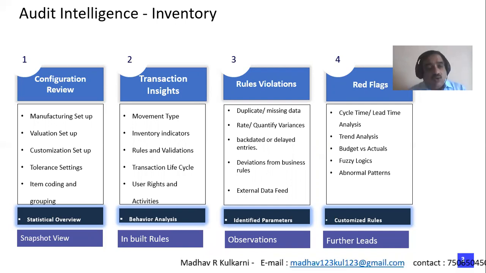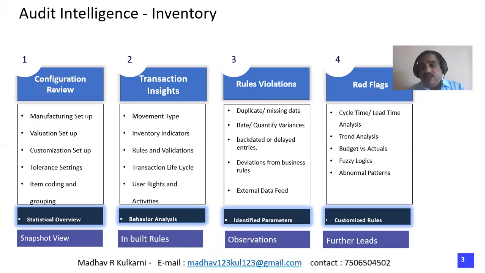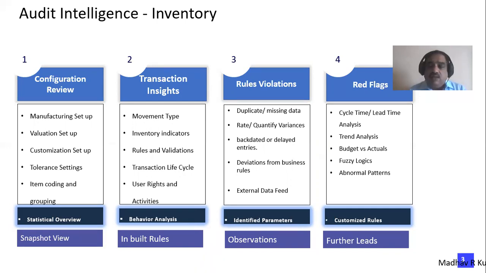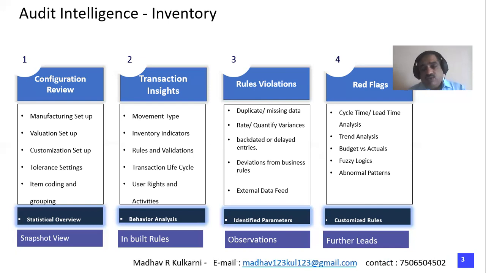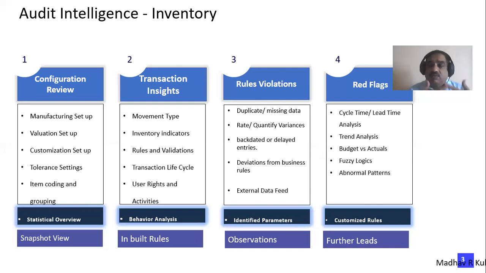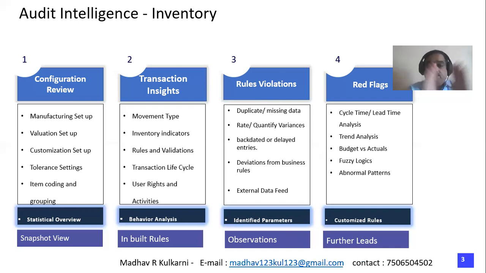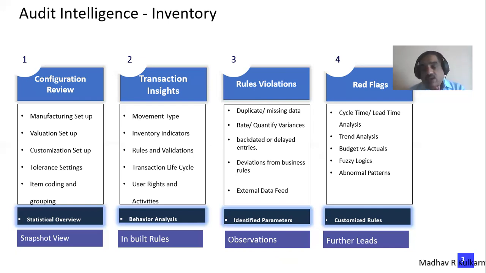Most important, master coding, item coding, material coding, material grouping, whatever you may classify, whatever you may call it. That visibility is very critical because that decides the philosophical base on which the entire inventory model is built up. So in the first step, the confidence review, the auditor gets a snapshot view of how things work, what is the complexity, what are the statistics, so that they can size the assignment accordingly.